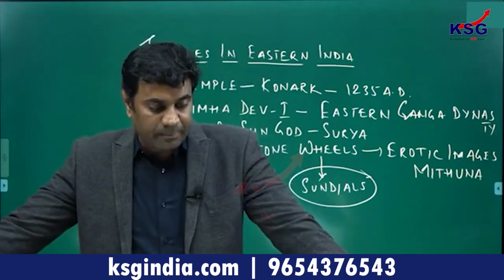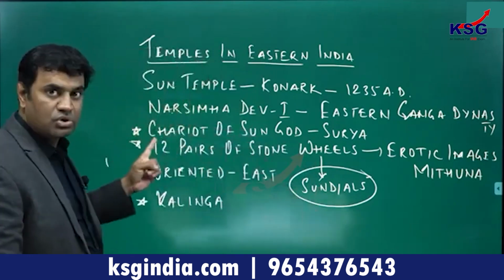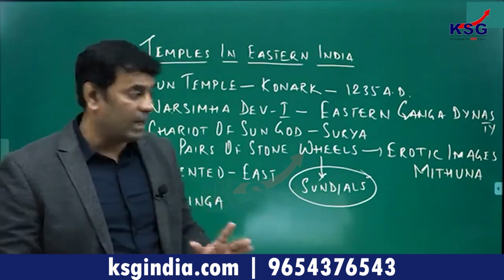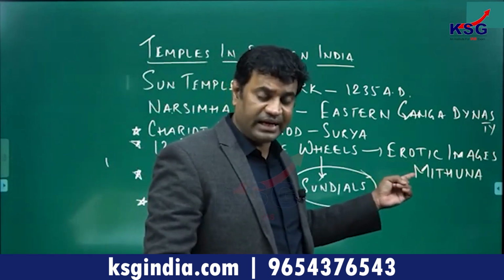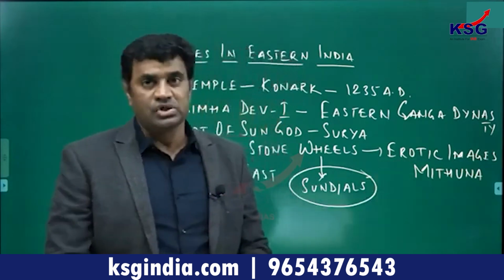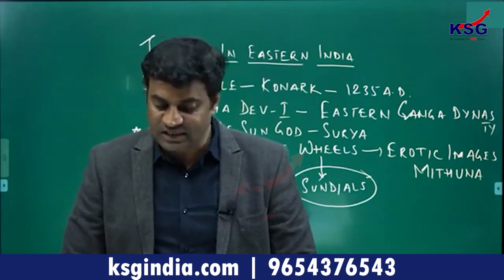So the major architecture is very clear. These distinctive features must be known to all of you. They are very prominent. Especially eroticism is a major feature, indicated by Mithun. So that is one temple in the eastern part of India, in Odisha, known as the Sun Temple of Konark.